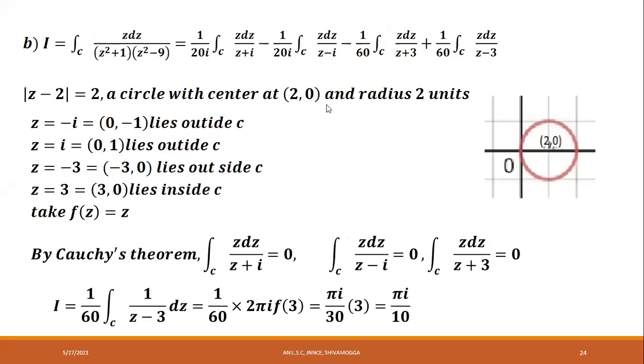Next, second case. So this is equation number 1. And C is modulus of z minus 2 is equal to 2.